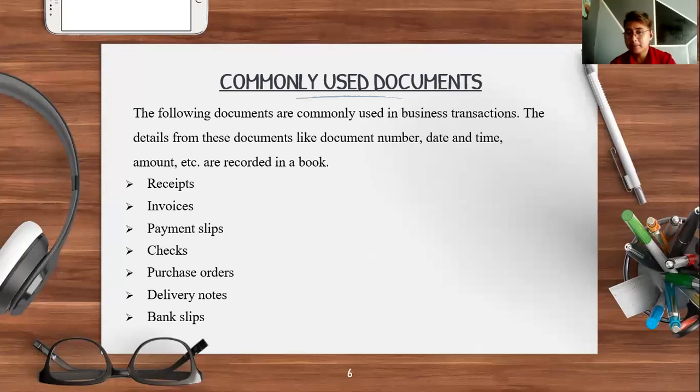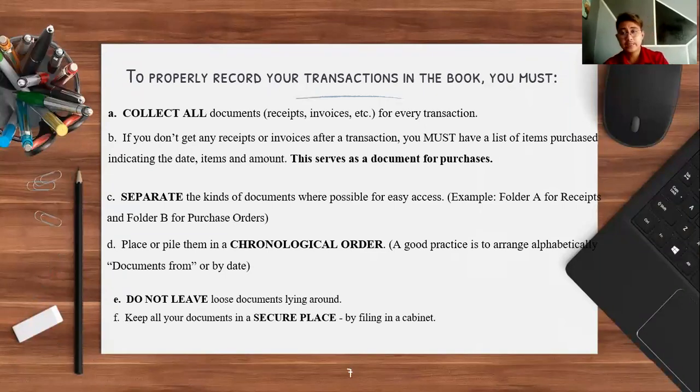Next is the payment slip. So every time na may bibili ng produkto natin, of course, we need to give them a payment slip. Okay, so next, the checks. Okay, yung cheque po. Next is the purchase order. So every time na may ipo-purchase tayo ng produkto sa suppliers natin, we need to have purchase orders. So next, we have the delivery notes and also the bank slips. So to properly record your transaction in the book, you must first collect all documents, which is the receipt, invoice, and etc. for every transaction.